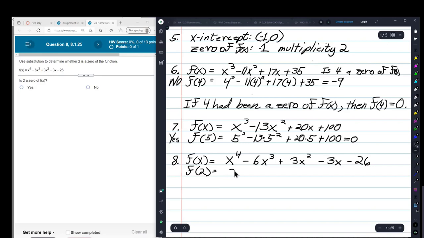So this is going to be 2 to the fourth power minus 6 times 2 to the third power plus 3 times 2 squared minus 3 times 2.